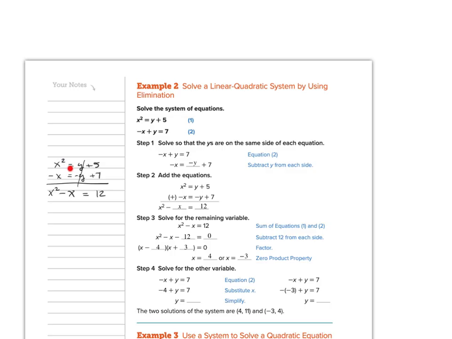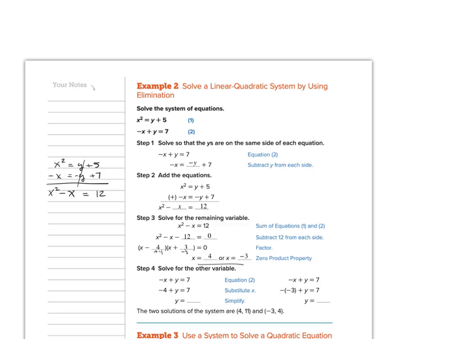So as we do that, we have x squared equals y plus 5, negative x equals negative y plus 7, and then when we combine like terms, we bring down our x squared, we bring down our negative x, and then equals 12. Then they start processing it to factor a quadratic. They subtract 12 from both sides, and now we can factor x squared minus x minus 12. X minus 4 times x plus 3 is equal to 0.